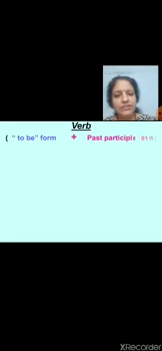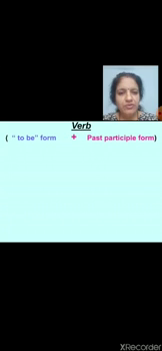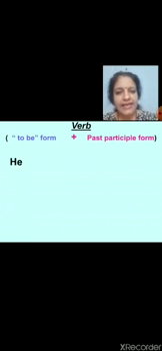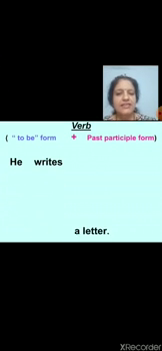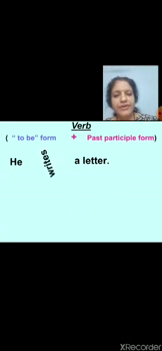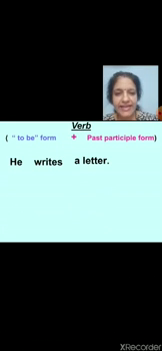So, now we shall see how to change the verb and how to change the sentence from active to passive voice. If we have to change the verb, we have to change it into its to be form and past participle form. Just see the example given here. He writes a letter. We have to change this sentence into its passive form. How do we do it? Find the verb. Yes, the verb is writes.